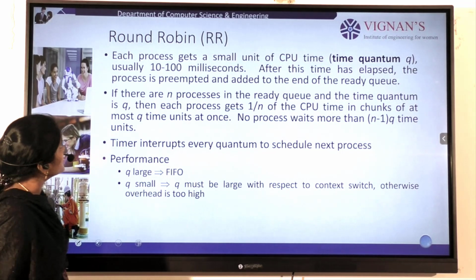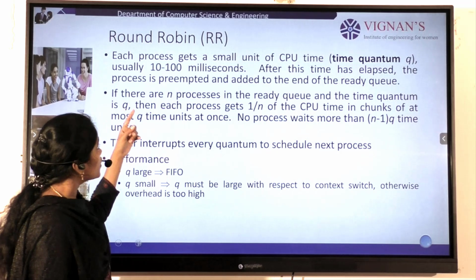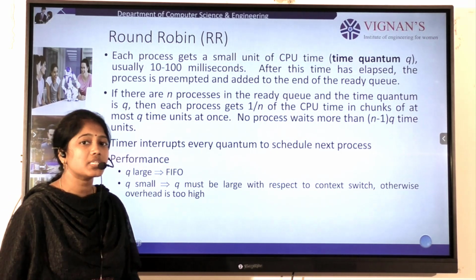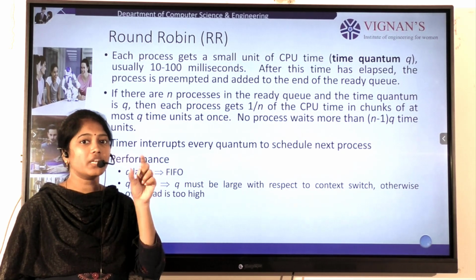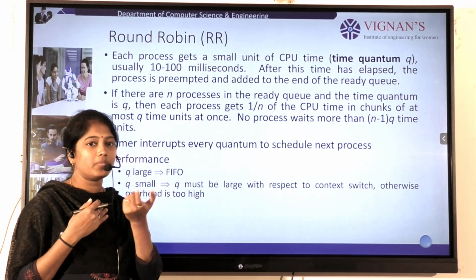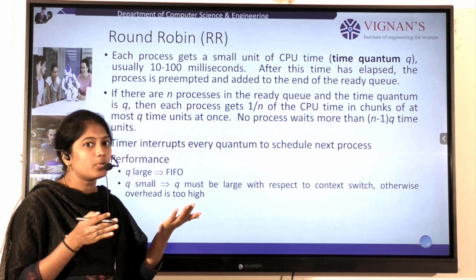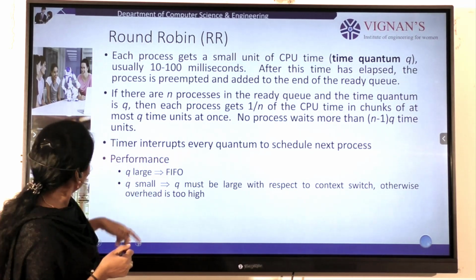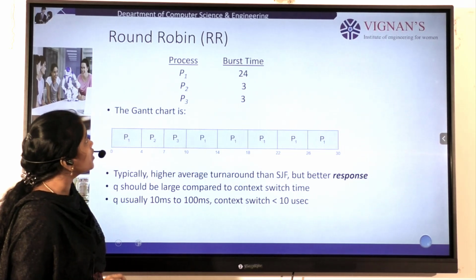The last one is the round robin scheduling algorithm, a preemptive scheduling algorithm. In round robin scheduling, there is a time quantum. Within that time quantum, each process will execute and then stop, and a chance is given to some other process. This is an example for the round robin scheduling algorithm.